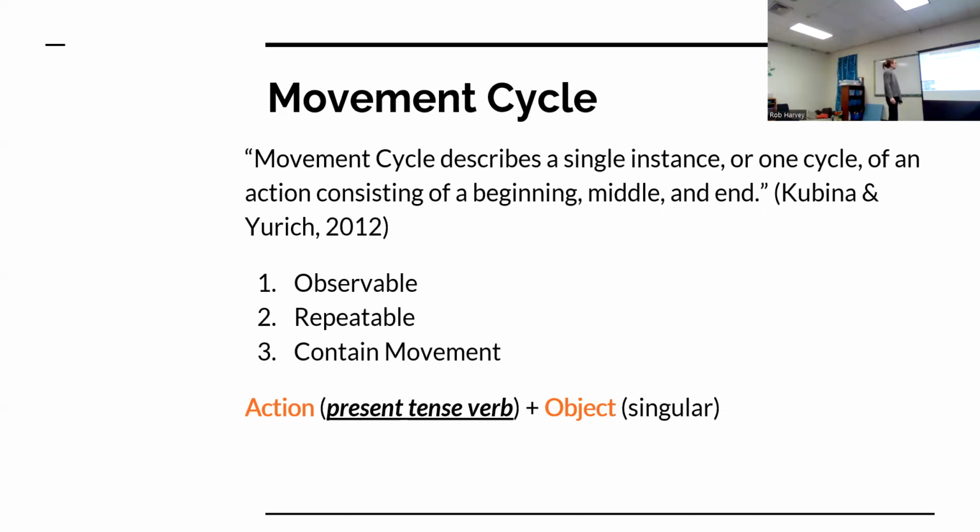So a movement cycle describes a single instance or one cycle of an action consisting of a beginning, a middle, and an end. It is observable, repeatable, and contains movement. So what is the movement cycle? It is an action. I'm going to say more about that. Action plus object. Just very simple, right? Action and an object. Stomps. Or knocks on table, the doorknob example, turns doorknob.